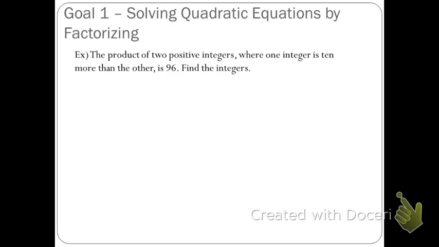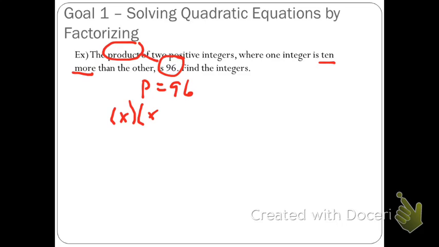There are two numbers that we're trying to find. We know that one is 10 more than the other. And we know that the product of the two is 96. Okay, so the product equals 96. And let's say we call the first integer x. Well, since the second one is 10 more than the first one, we can say that the second one is x plus 10. So if the product is 96, that means x times x plus 10 would be 96.